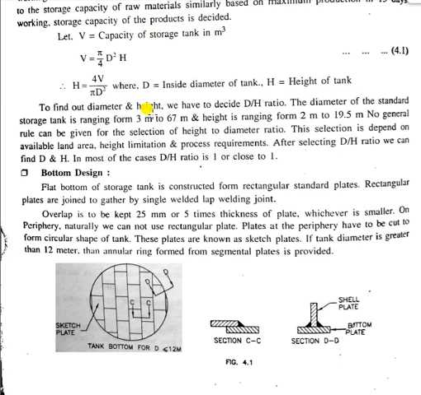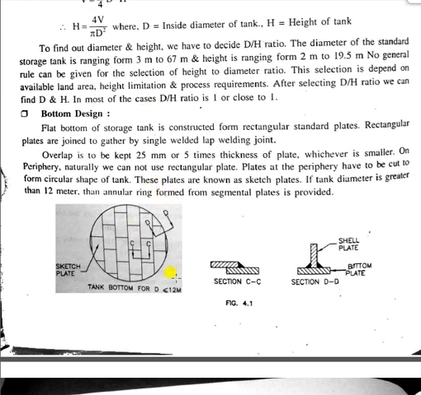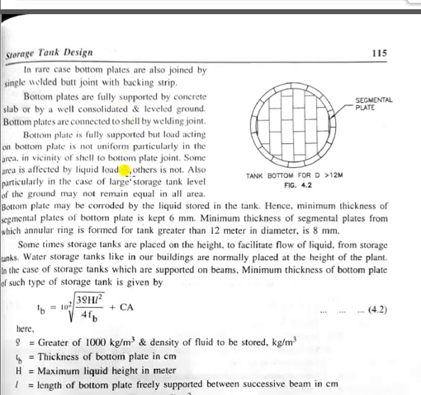Now, bottom design for the roof storage tank. Here, section C is attached vertically, and section DD is perpendicular, and it is the shell plate which is connected with the bottom plate. And the overlapping, that is section C, where there is overlapping to join the ring. Now, in rare cases, bottom plates are also joined by a single welded butt joint with backing strip.